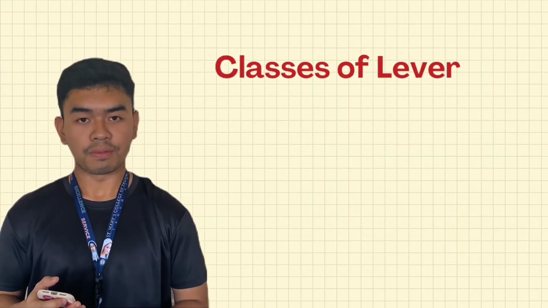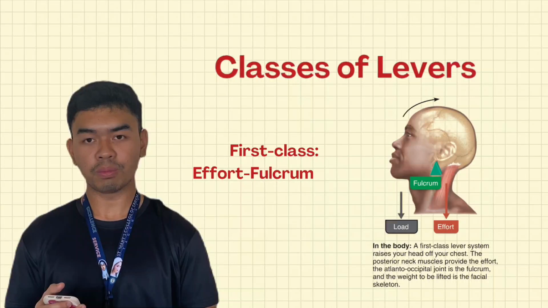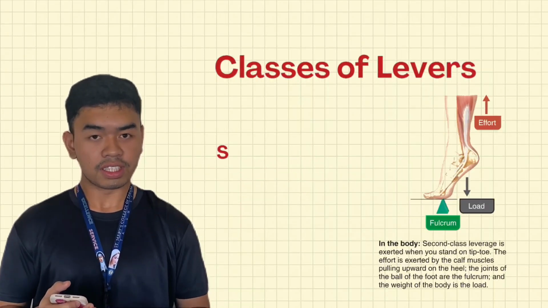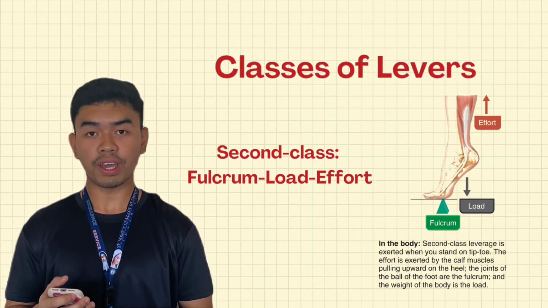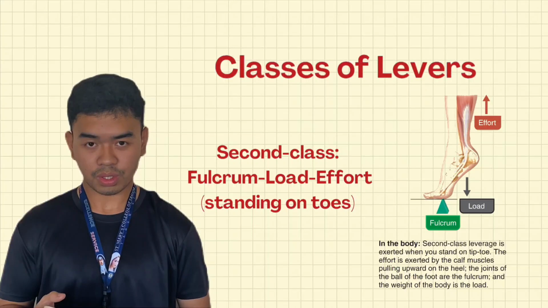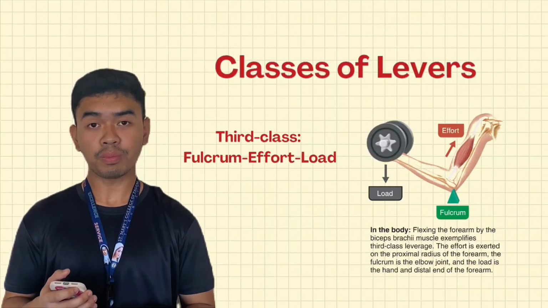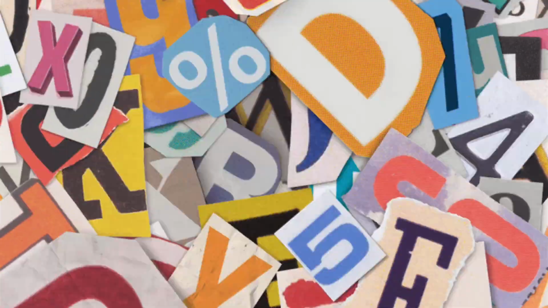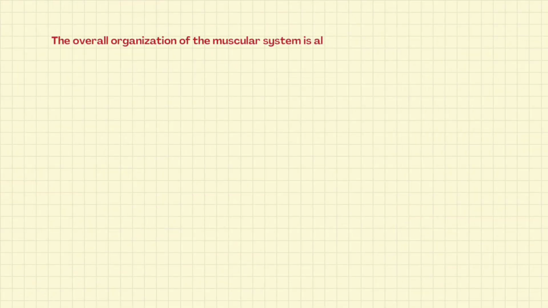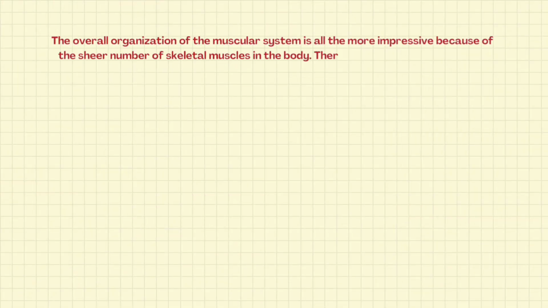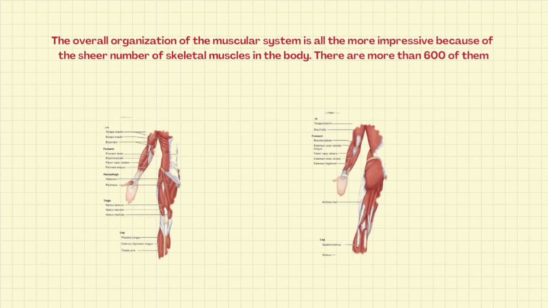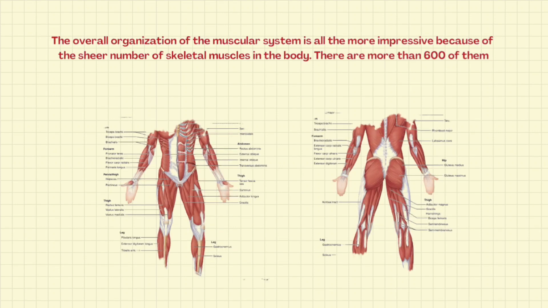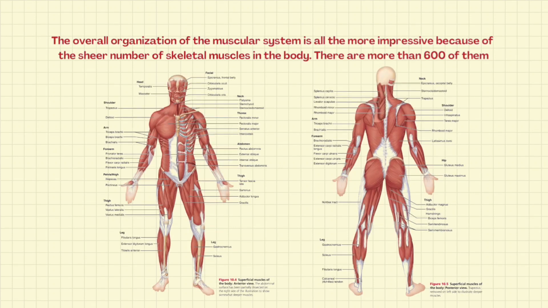Classes of levers. First class: effort, fulcrum, load, like nodding your head. Second class: fulcrum, load, effort, like standing on toes. Third class: fulcrum, effort, load, like biceps curls, the most common in the body. The overall organization of the muscular system is all the more impressive because of the sheer number of skeletal muscles in the body. There are more than 600 of them.